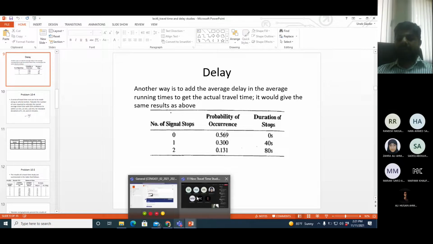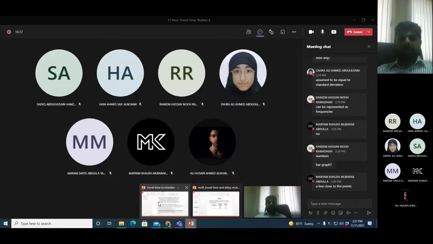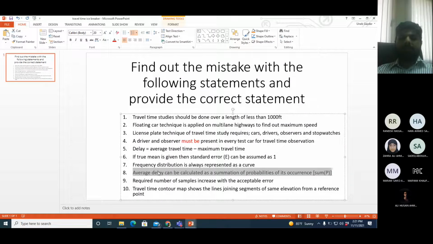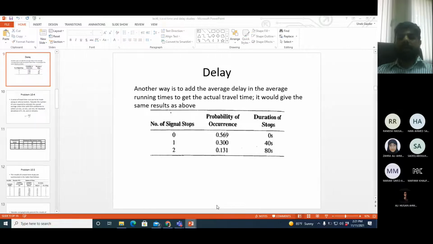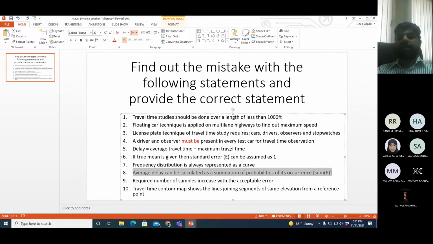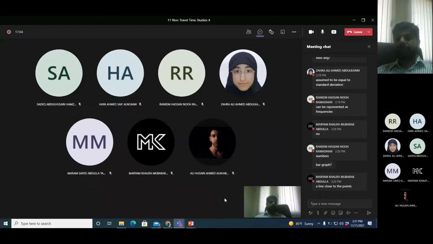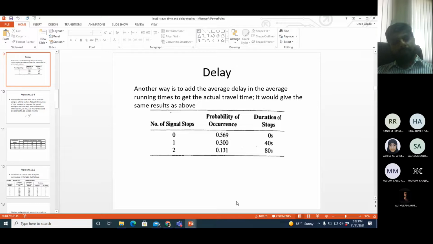So who can correct this statement? Again, showing the statement. Average delay can be calculated as summation of probabilities of its occurrence. Come here. This is the summation. This is the probability of 0 delay and 40 seconds of delay and 80 seconds of delay. This statement is saying just sum these values and that's it. And it will give you the average delay. What is the problem with this statement and how we can correct it? Yes, anyone?